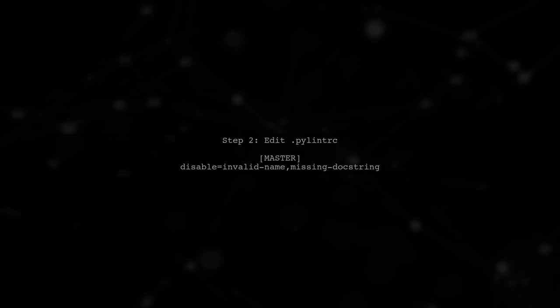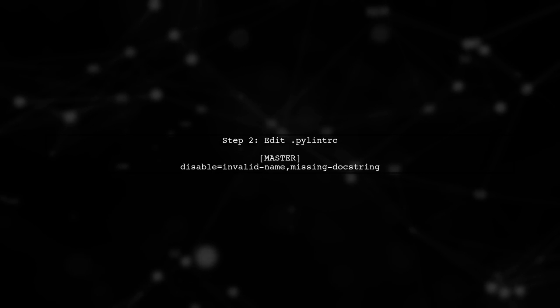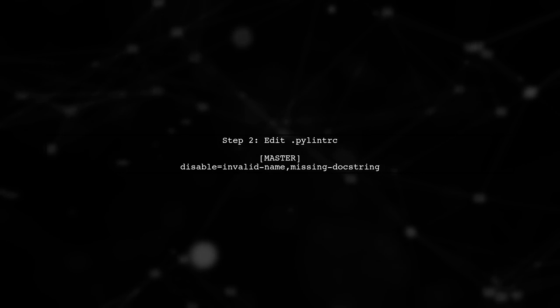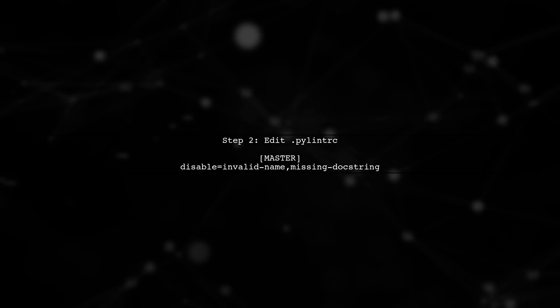To configure Pylint to disable certain warnings in Visual Studio Code, we first need to create a configuration file for Pylint. In this configuration file, we can specify which warnings we want to disable. For example, to disable invalid variable names and missing docstrings, we will add specific options.